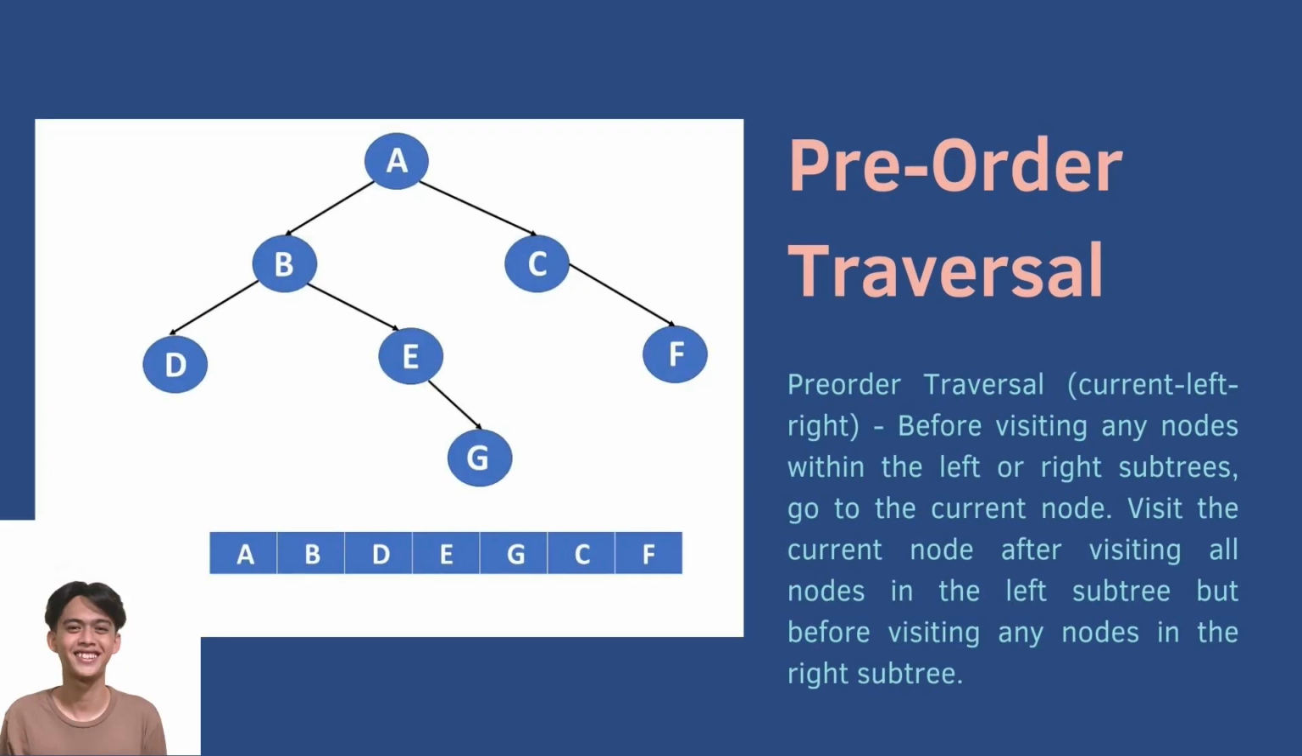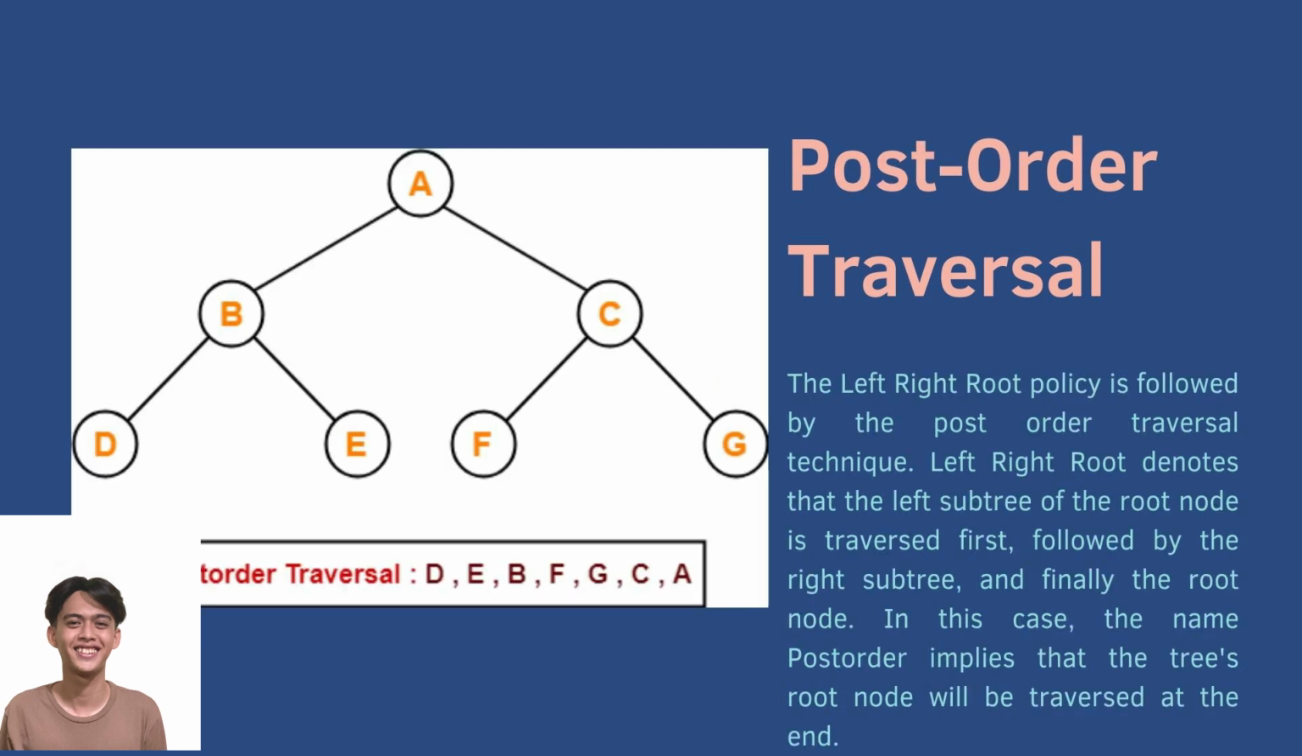So the next one is pre-order traversal. So what is pre-order traversal? Before visiting any nodes within the left or right subtrees, go to the current node. Visit the current node after visiting all the nodes in the left subtree, but before visiting any nodes in the right subtree. The last traversal method is post-order.